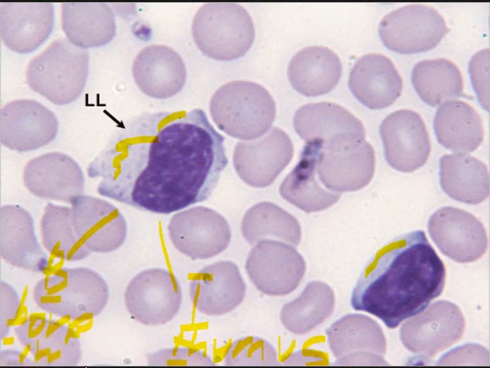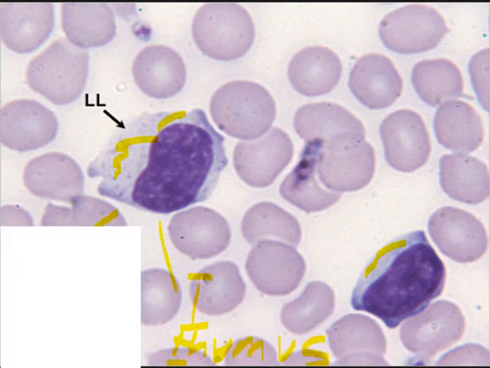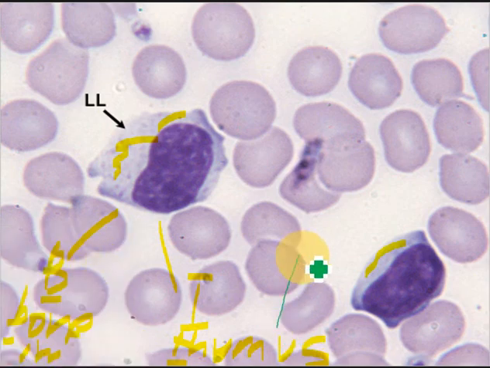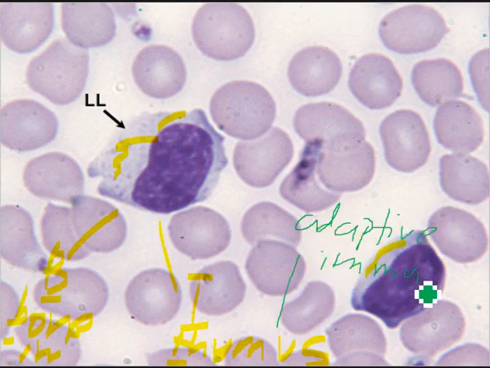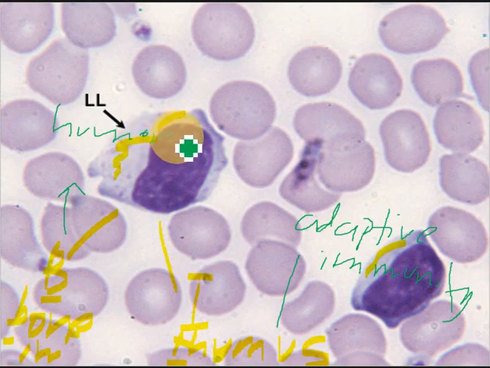Okay, bone marrow. Your T cells from the thymus are usually associated with your adaptive immunity. I won't delve in deeper, but this is just an overview. Adaptive immunity, while your B cells are the humoral immunity.